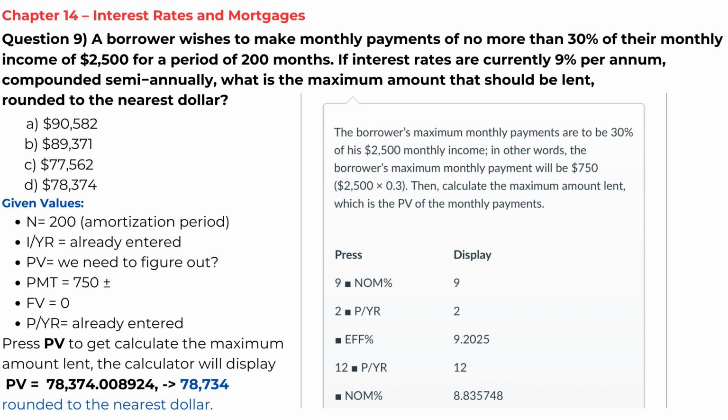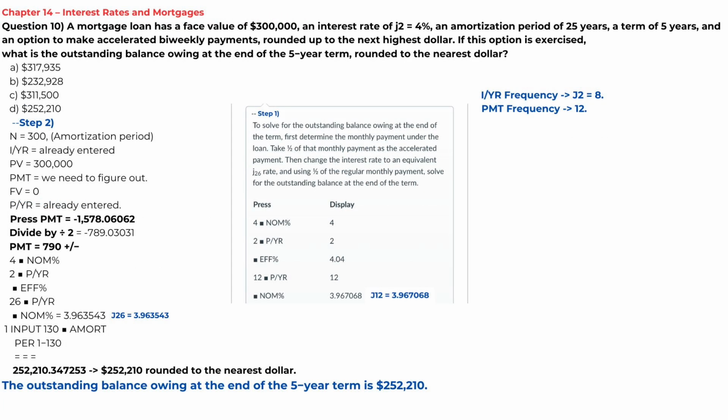200 N, amortization period. I/YR already entered. 750 plus and minus sign PMT. 0 FV. PYR already entered. Press PV to calculate the maximum amount lent. The calculator will display PV equals 78,374.008924. The correct answer is D, $78,734.